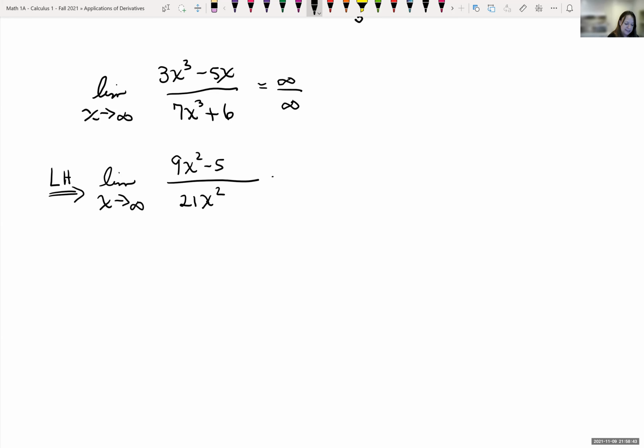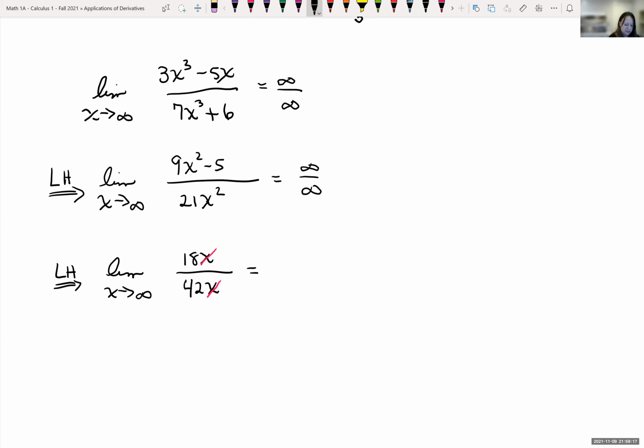So again, I can see that when I plug in infinity for x, I get infinity over infinity. And so I'm going to want to use L'Hopital's rule again. We're going to take the derivative of our numerator, which is 18x, all over the derivative of our denominator, which is 42x. So notice we can simplify here. We both have an x in common, and we have 18 over 42.